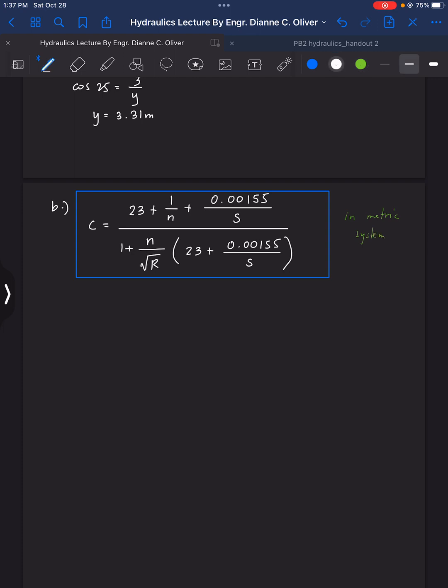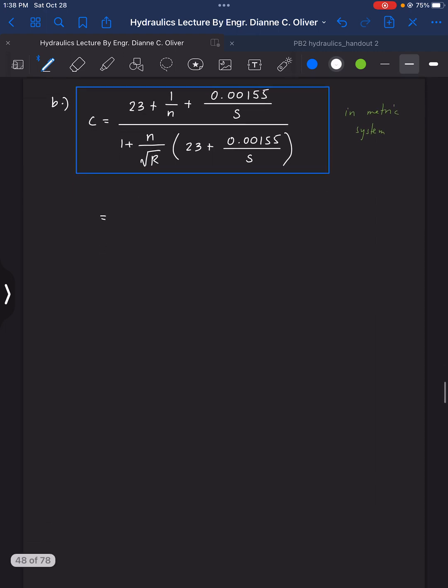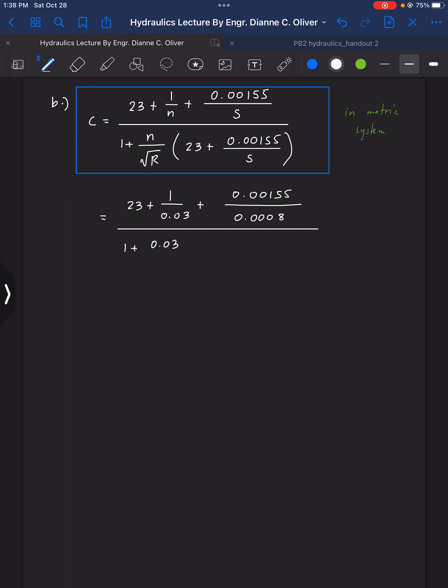So we will just directly input the values here. This is 23 plus 1 over N, N is 0.03, plus 0.00155 divided by S, which is 0.0008, all over 1 plus N, which is 0.03, divided by the square root of 1.28, plus 0.00155 divided by 0.0008, plus 23. Forgot plus 23.